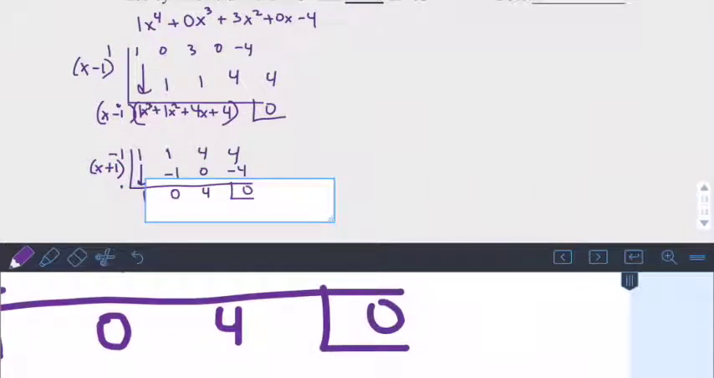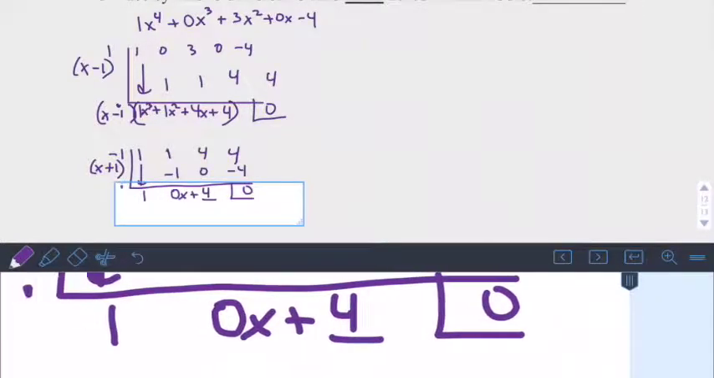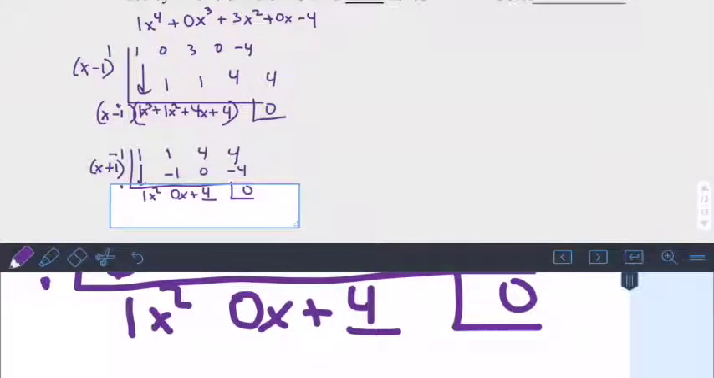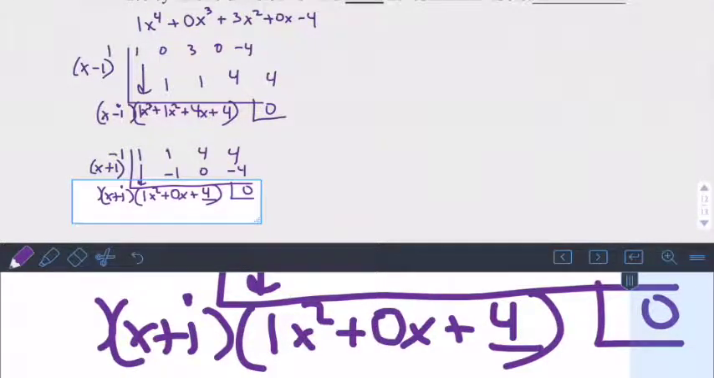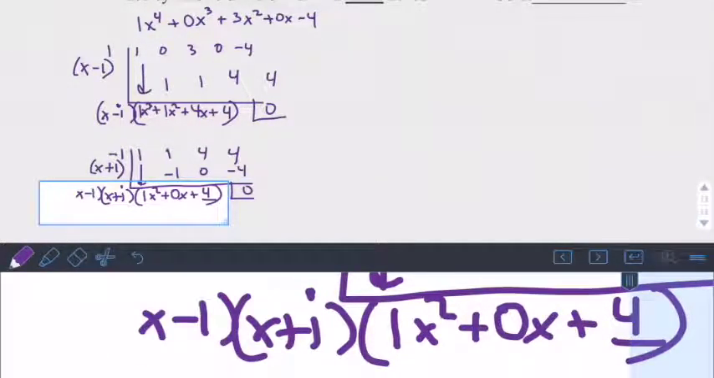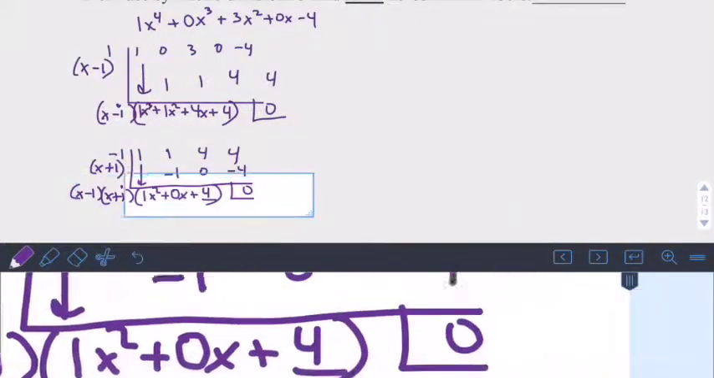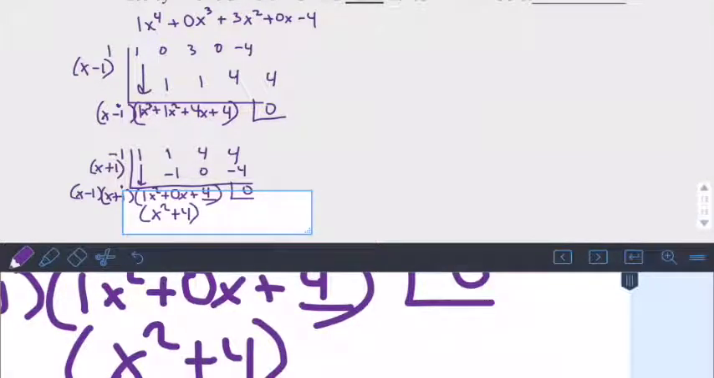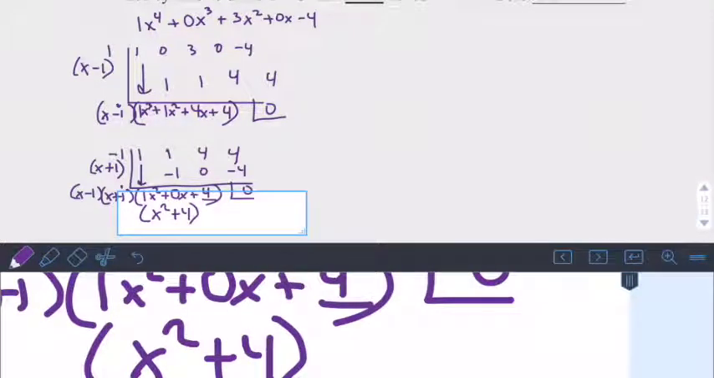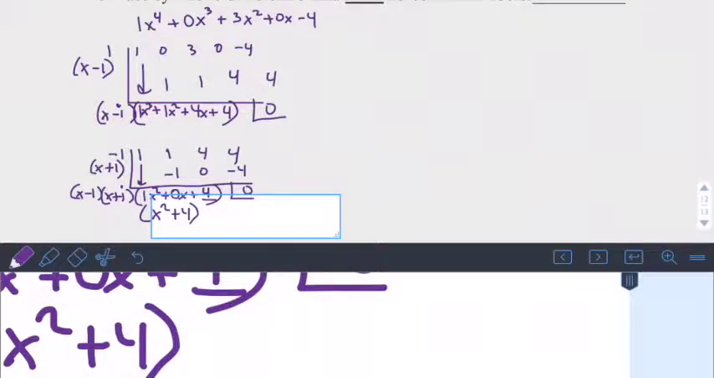Remember? So this is our constant term 4, 0x, and this is x squared plus 0x plus 4. Okay, and then the other two roots that we had, x plus 1 that we just found, and x minus 1 from up here. Now, if I take my x squared plus 4, I know that I could set this equal to 0 to find my root.